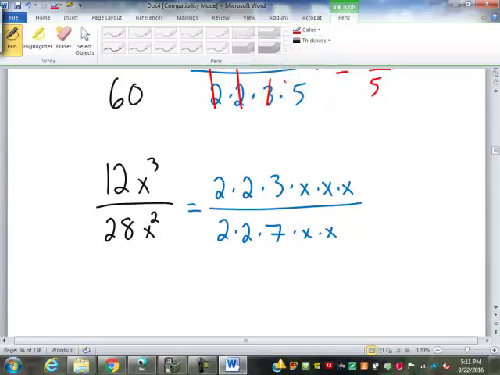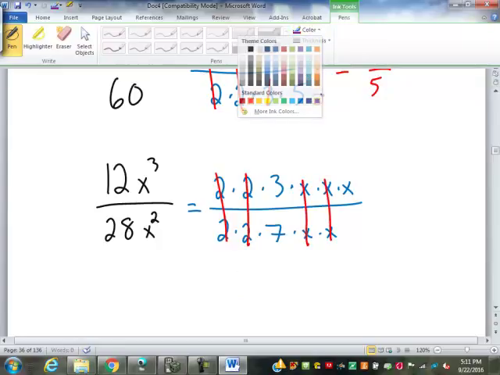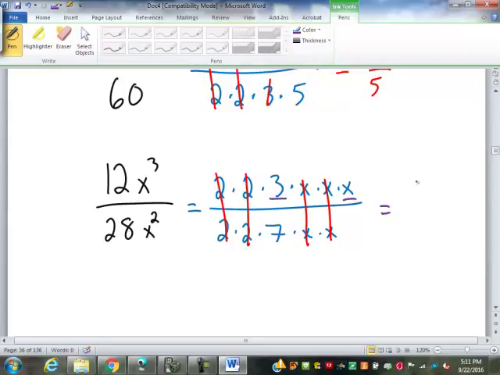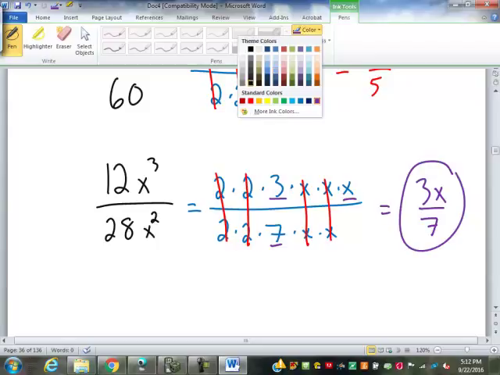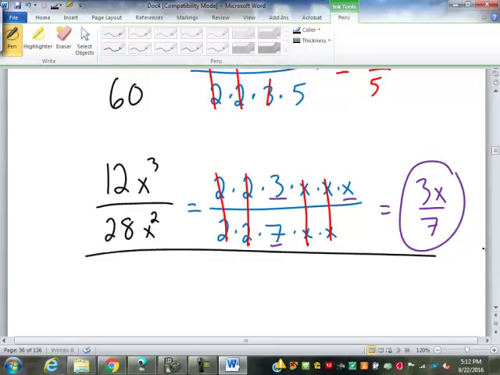And we're going to cancel common factors. 2. What else can we cancel? Another 2. And we can cancel an x and another x. What's left on top is 3 times x, which is 3x. On bottom is just 7. We get 3x over 7. So if we can factor, we can reduce algebraic fractions just as easily as we can reduce numerical fractions. Now I'm just showing you this to foreshadow a little bit what's coming up in the next couple classes. This should not quite be in our homework yet.